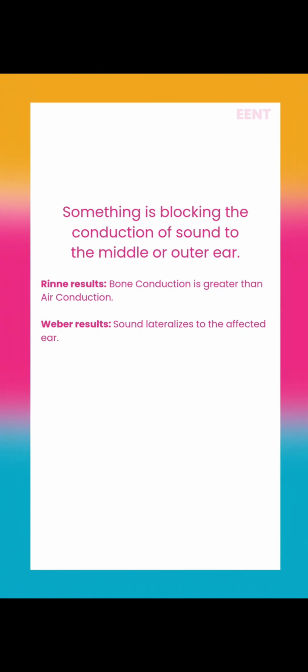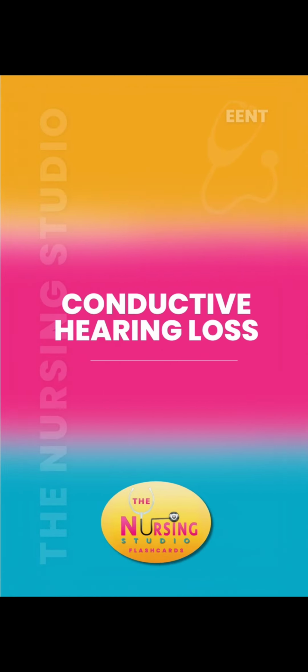All right, next. Something is blocking the conduction of sound to the middle or outer ear. With the Rinne results, the bone conduction is greater than the air conduction, and with the Weber results, the sound lateralizes to the affected ear. So this one will be conductive hearing loss, right? Because we know that something is blocking those sound waves to the middle or outer ear portion.